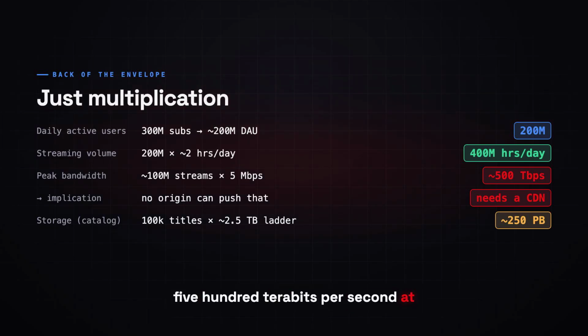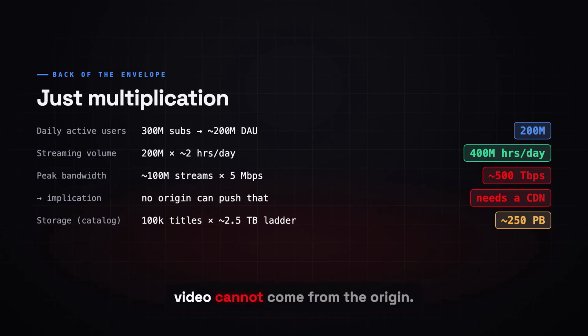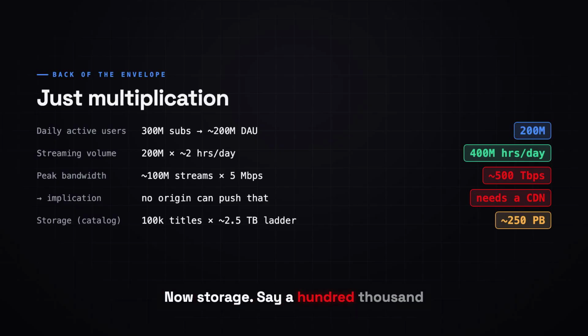No single data center on the planet can push that. That one number alone tells us the video cannot come from the origin. It has to come from a content delivery network at the edge. Now storage. Say 100,000 titles, and each one, encoded into many resolutions and codecs, averages a couple of terabytes. That's hundreds of petabytes before we even replicate it around the world.